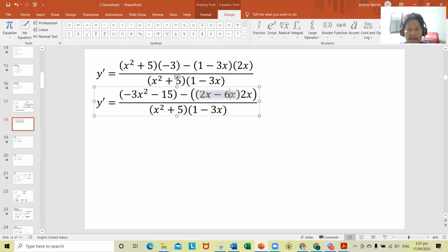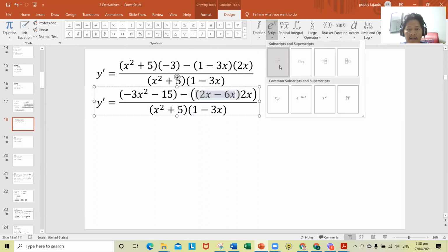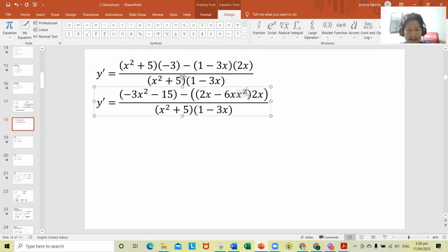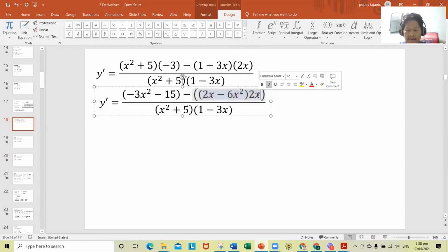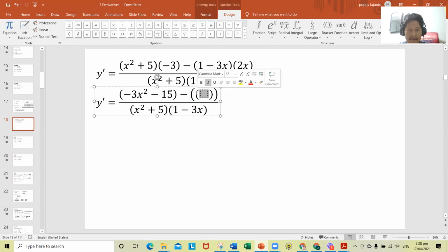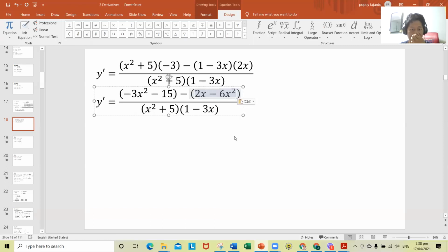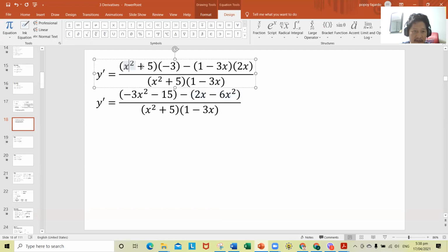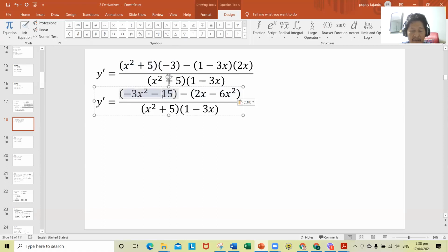Natin siyang x squared. Wait lang guys ha. I'll erase some of this. So mawawala na to. Okay. Ito na lang natira. Nakasunod ba guys? Yan. Tama? So nag-distribute lang tayo, nag-multiply lang tayo. So negative 3 times x squared, nagkaroon tayo ng negative 3x squared, and then 5 times negative 3, nagkaroon tayo ng negative 15. 1 times 2x ay 2x, and then negative 3x times 2x, so negative 6x squared.